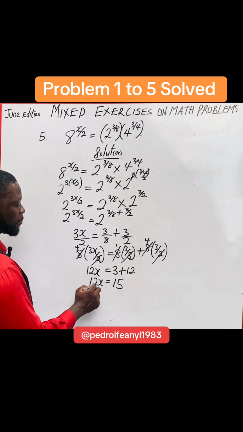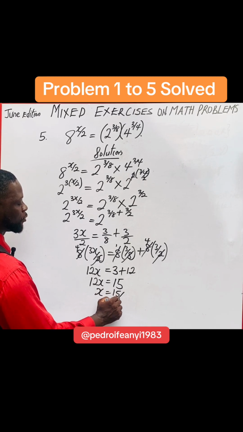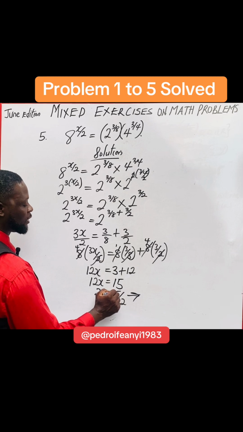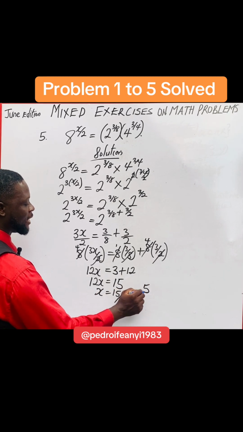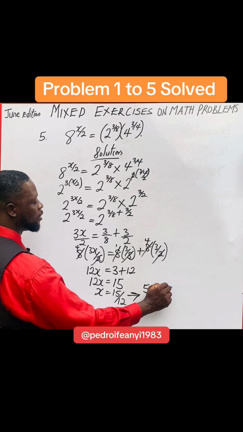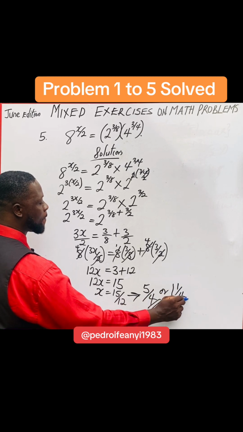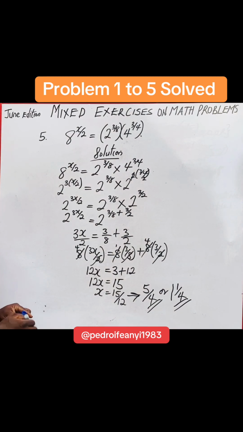Okay? So divide both sides by the coefficient of x. We give you 15 over 12, which implies what? 3 here, 5. 3 here, 4. So we have 5 over 4, or you say 1 whole number, 1 over 4. It's a very easy one.